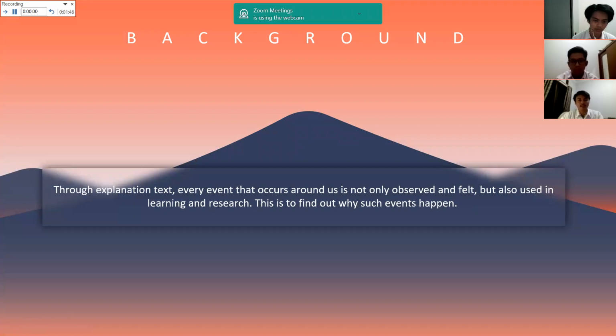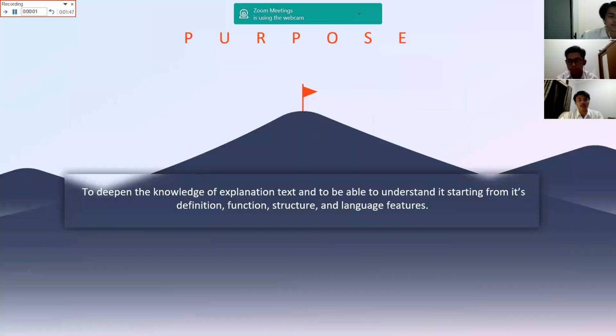Okay, next. We have purpose. So, the purpose of this research is to deepen the knowledge of explanation text and understand it starting from its definition, function, structure, and language features. This is done so that we are not misinformed about the explanation text and can differ the explanation text from the procedural text and the descriptive text.